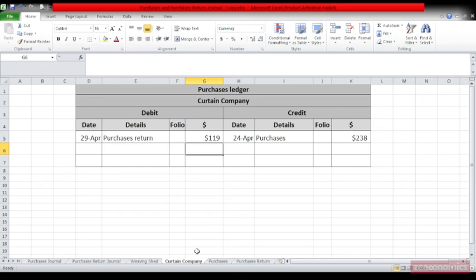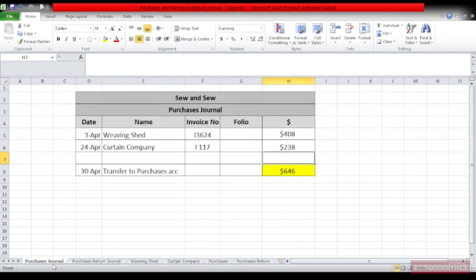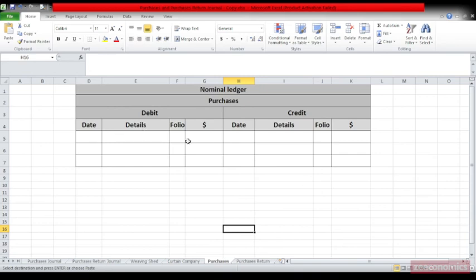Now we're going to make the final entries in our double entry system. We head to the purchases journal, our purchases book, first. As you can see, I have already totaled the numbers, because I have already made a formula so that it will be automatically summed up. The number is $646, and that will be transferred to the purchases account on the debit side. I'll just paste the value here. On the 30th of April, this is the purchases of the month, and that will result in $646. So this is the double entry from the purchases journal. We have the credit entry on the suppliers.